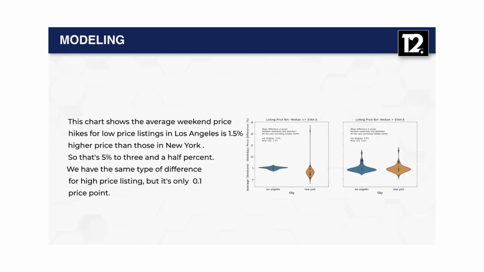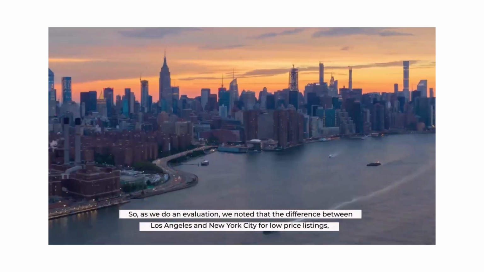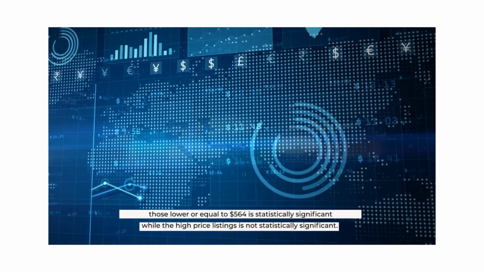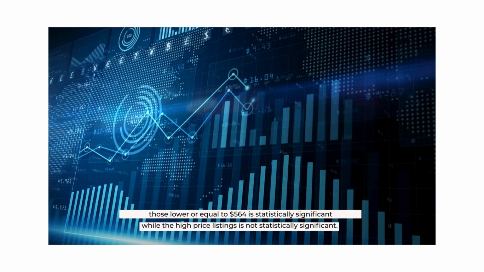This chart shows the average weekend price hikes for low price listings in Los Angeles is 1.5% higher than those in New York. So that's 5% to 3.5%. We have the same type of difference for high price listings, but it's only 0.1 price point. So as we do an evaluation, we noted that the difference between Los Angeles and New York City for low price listings, those lower or equal to $564, is statistically significant, while the high price listings is not statistically significant.